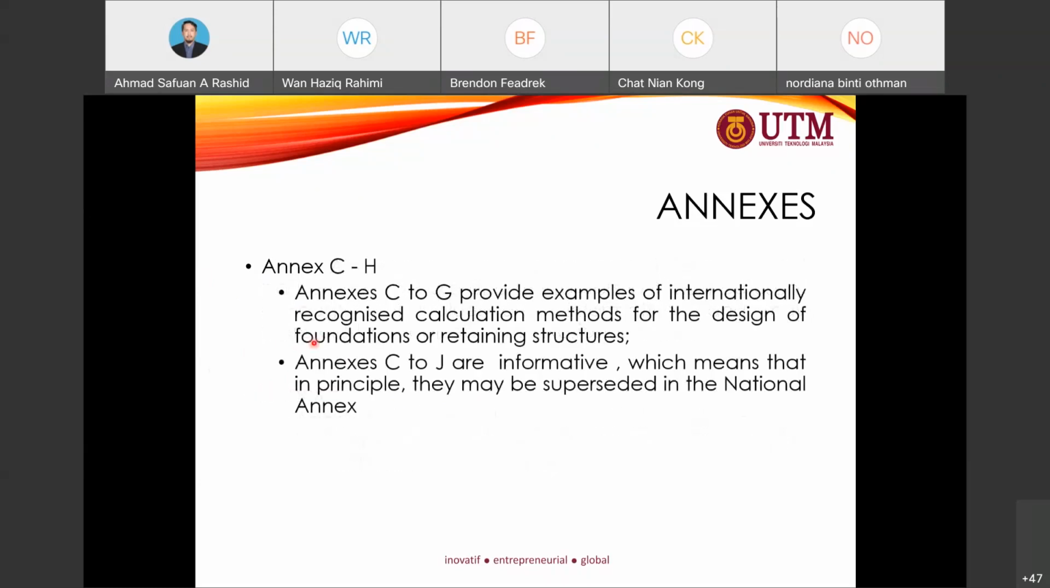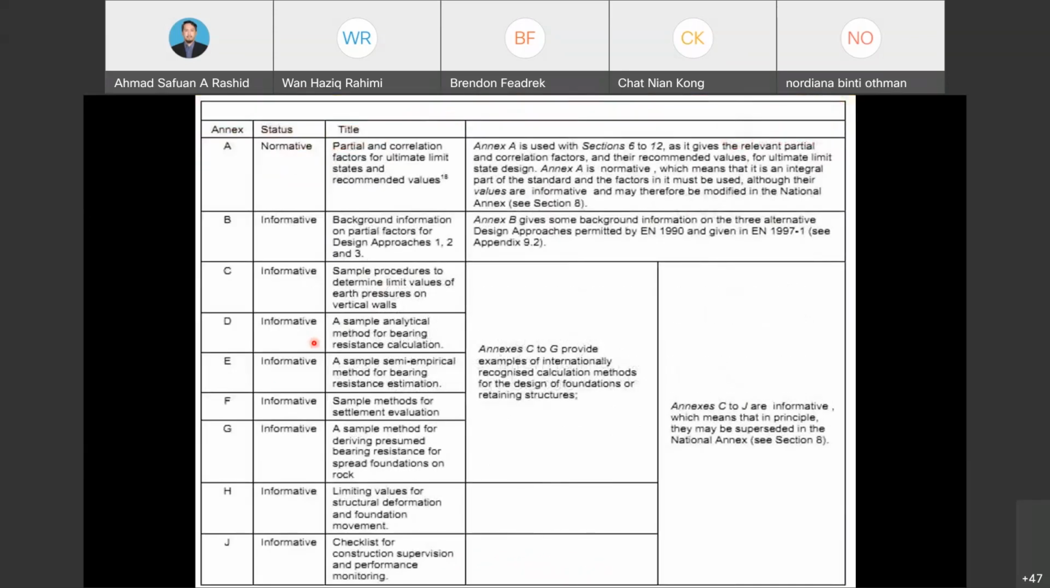So C to H, okay, where C to G provide examples of internationally recognized calculation methods for the design of foundations or retaining structures, and C to J are informative, which means that in principle they may be superseded in the national annex. Okay, so then I will give all this Malaysian standard annex to you as well.